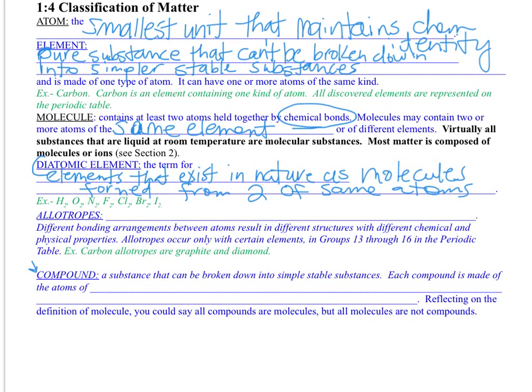You'll notice I have a list here. You may well be expected to know this, especially when you get into the college level, that these elements are found as diatomic elements. And in fact, most elements are not found alone in nature, but these will be found in pairs like that. And some of your noble gases as well. And then up here's a little note: virtually all substances that are liquid at room temperature are molecular substances, and most matter is composed of either molecules or ions. So we'll get to ions either in this lesson or the next, and then we'll really talk about molecules and ions and their states when we get into bonding in the next unit.